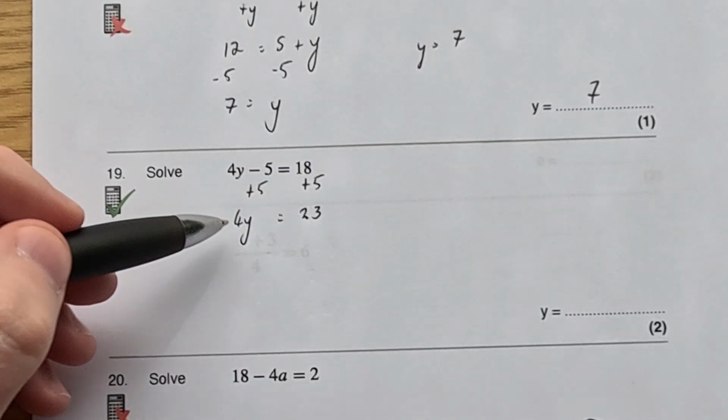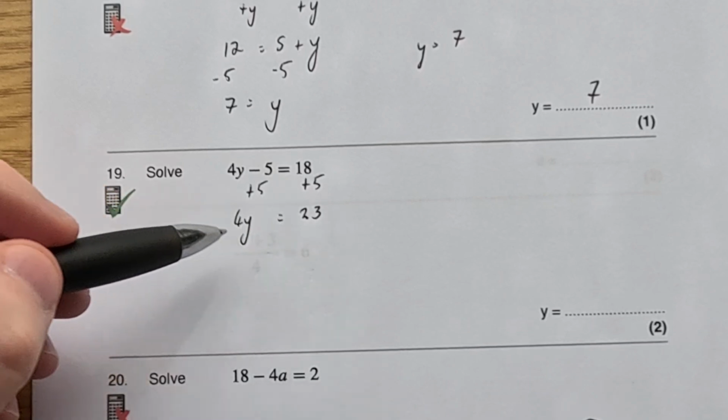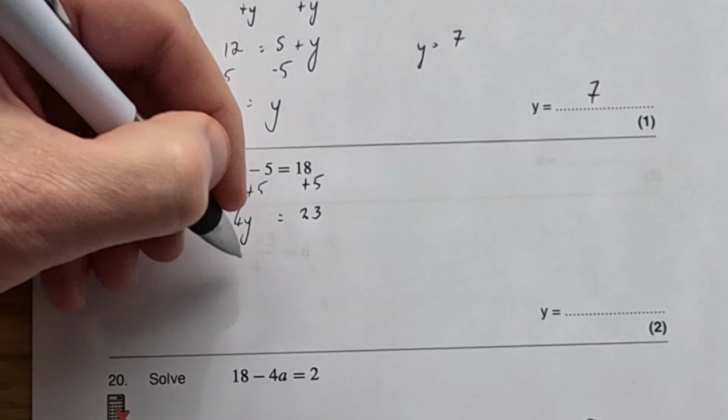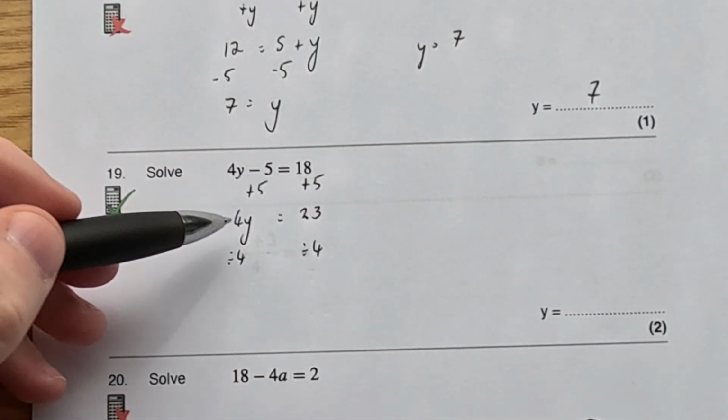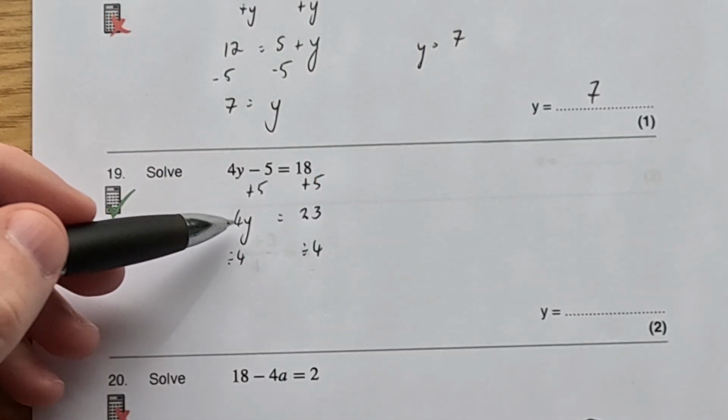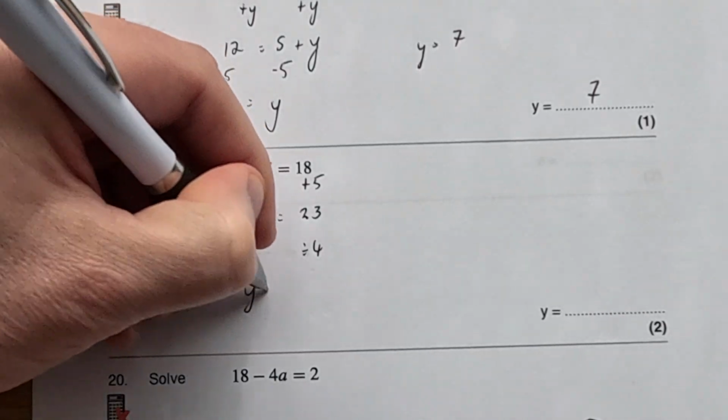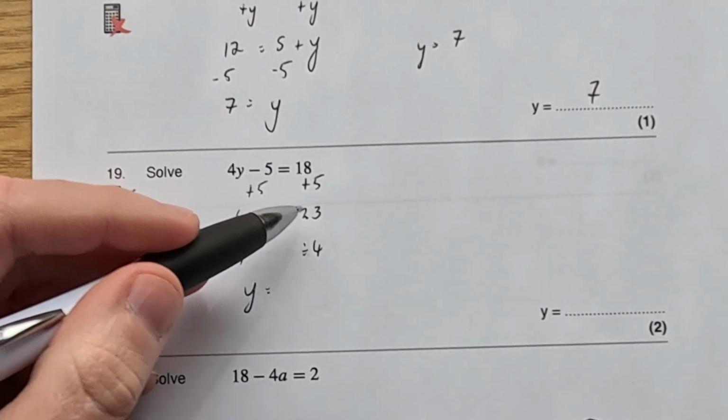Okay, now this is 4 times y equals 23. We don't want this multiplied by 4, so let's divide by 4 and divide by 4. On the left hand side of the equation we had 4 times y. We're dividing by 4 to get rid of the times by 4, so we'd just be left with y. And on the right hand side of the equation we've got 23 divided by 4.